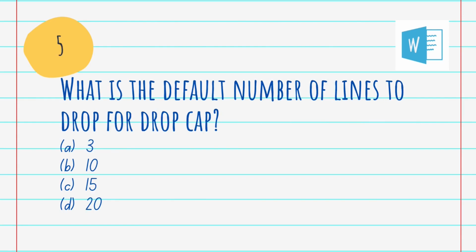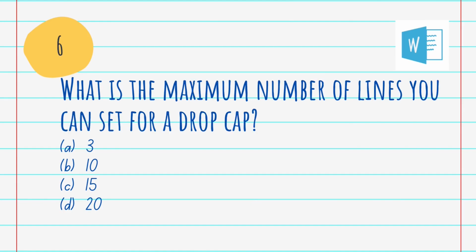What is the default number of lines to drop for a drop cap? A3, B10, C15, D20, and the answer is A3. In the drop cap window, you can change the number of lines to drop from 1 to 10, but the default setting is 3. Question number 6.